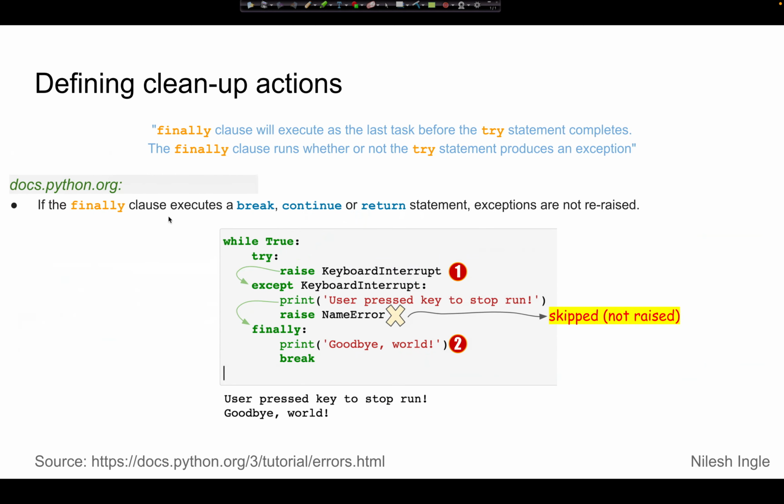Again, if the finally clause executes a break, such as here where we have a while loop with try, except, finally blocks, the try block raises an error that goes to the except block, and so the error is handled. But then the finally block has a break, and what that does is break that particular sequence, and so the name error is not raised in that case. The exceptions after that are not raised.